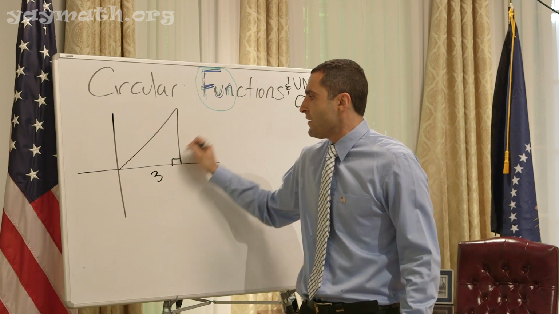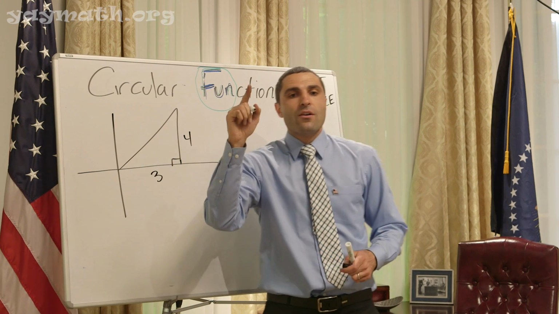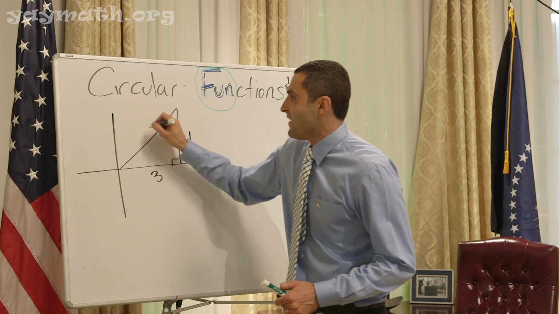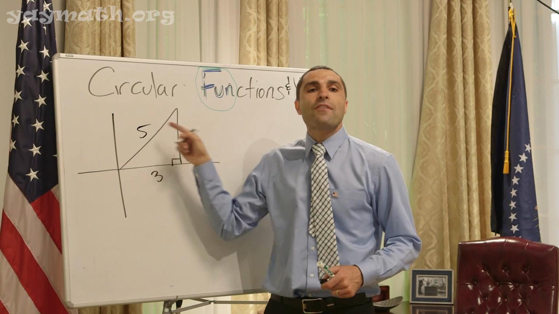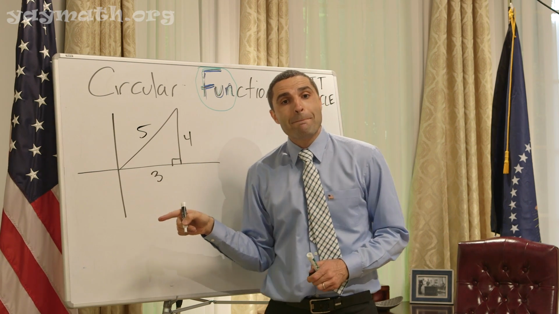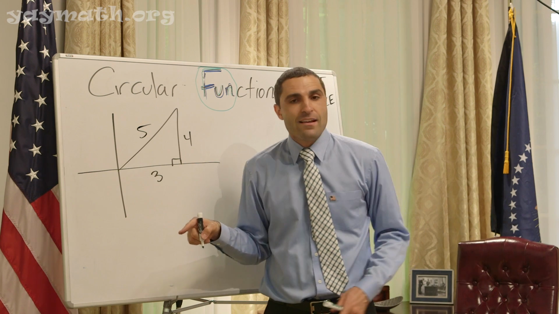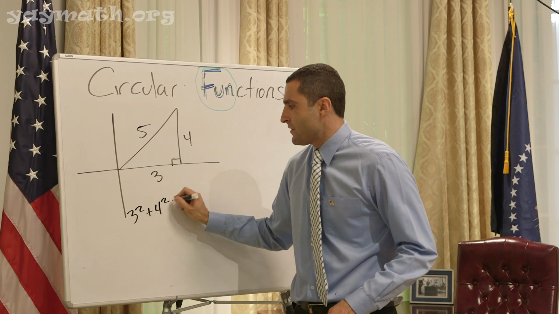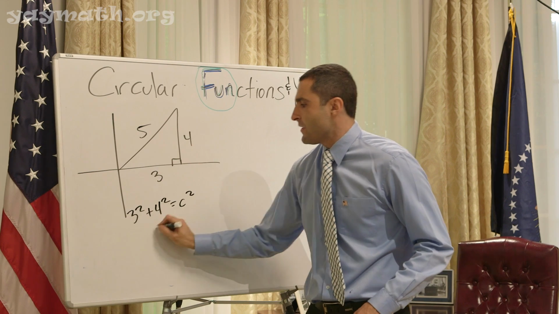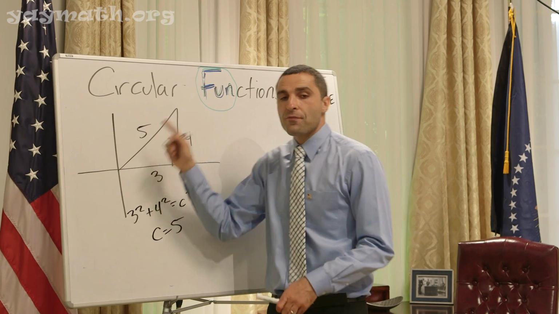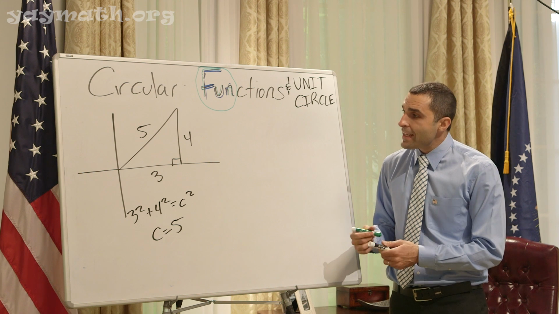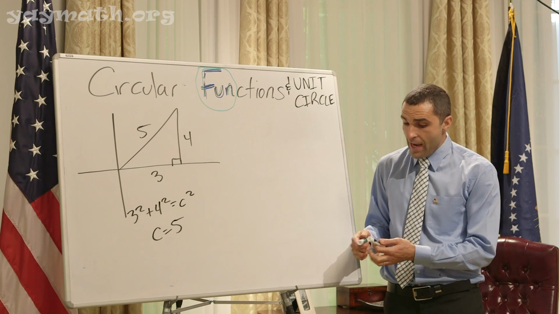Let's make it a 3 and 4. What is the hypotenuse, sir? 5. How would you be able to verify that? Using which theorem? Say it. Pythagorean theorem. If you did 3 squared plus 4 squared equals c squared, you'd be able to get c equals 5. All right? But the 3, 4, 5 happens very common. Super common. Let's go ahead and get the sine and cosine.